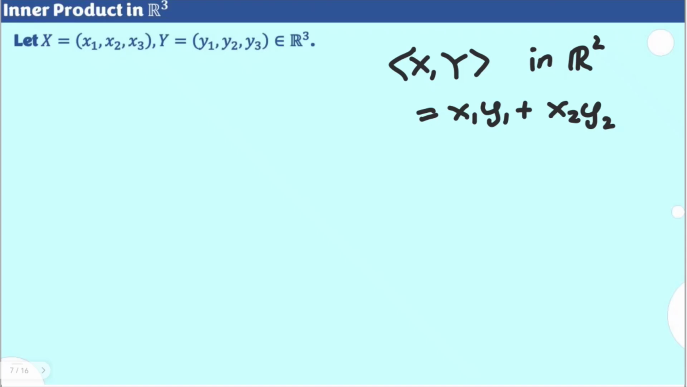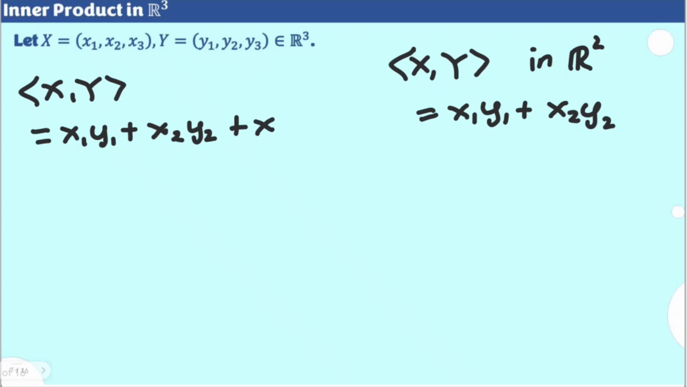The inner product, also known as the dot product, is the same process here as we multiply two vectors component-wise. So for the inner product of x and y, this would be equivalent to the product of the first components, second components, and third components, and we are adding all of them. Okay, so this is how the inner product in R3 works.